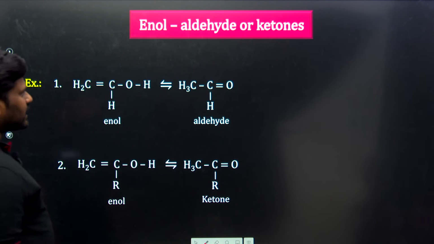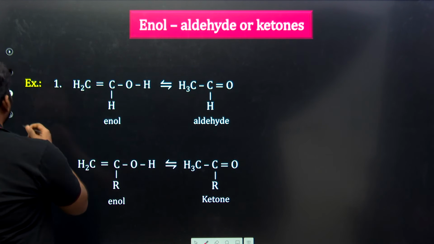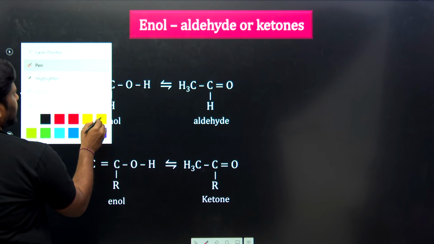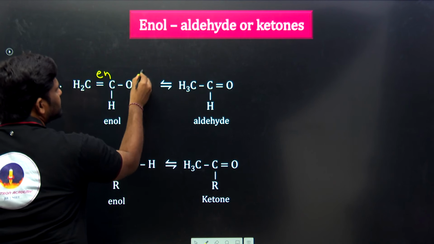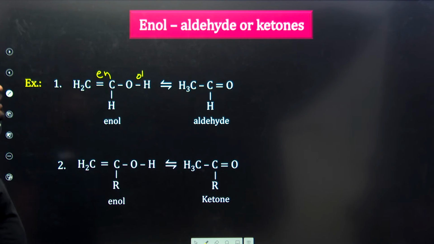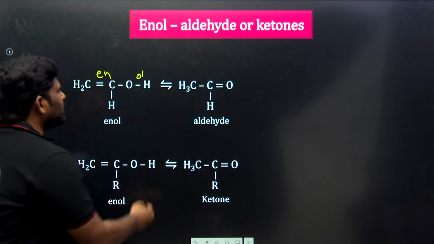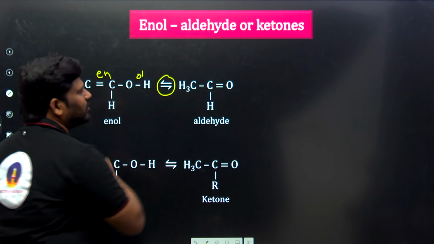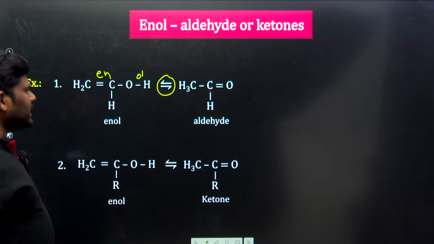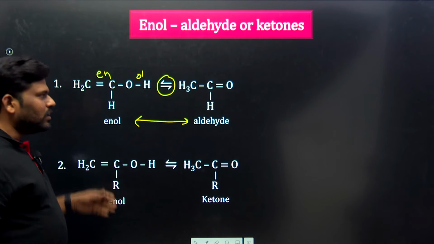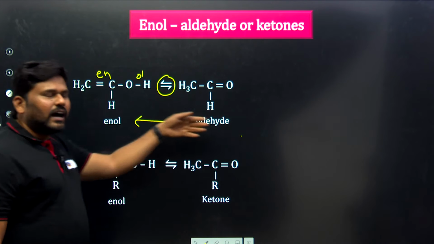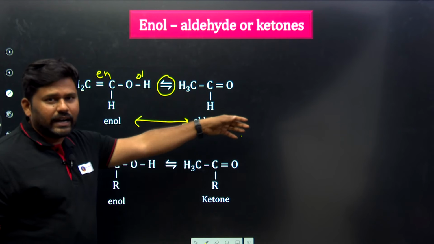One by one we will check. So first of all, this is enol. Sir, why do we call it enol? Double bond there, en. OH there, ol. Enol. Enol becomes aldehyde. Here dynamic equilibrium develops. So enol is converted to aldehyde, aldehyde is converted to enol, enol to aldehyde, aldehyde to enol.